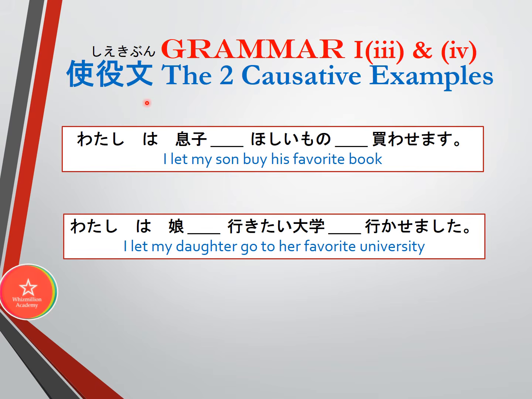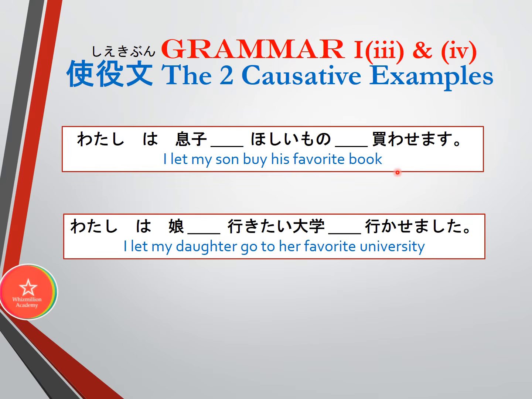Okay, the first sentence and second sentence, do you find anything similar? Both sentences involve permission, and watashi is the one who's giving the permission. Anything else? Both of them involve favorite things: letting the son buy his favorite book, so the son is the one who buys the book, and the daughter gets to go to her favorite university. Favorite and favorite, that's the only similarity.